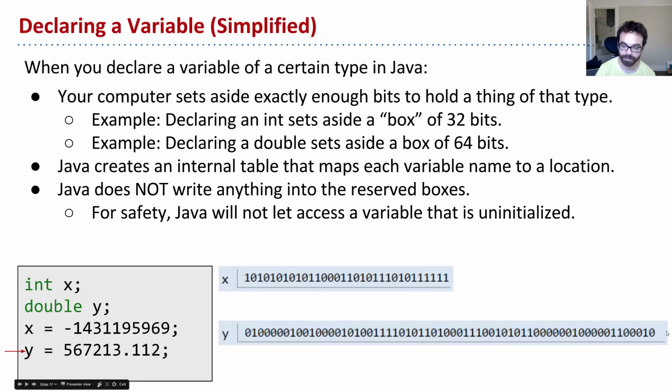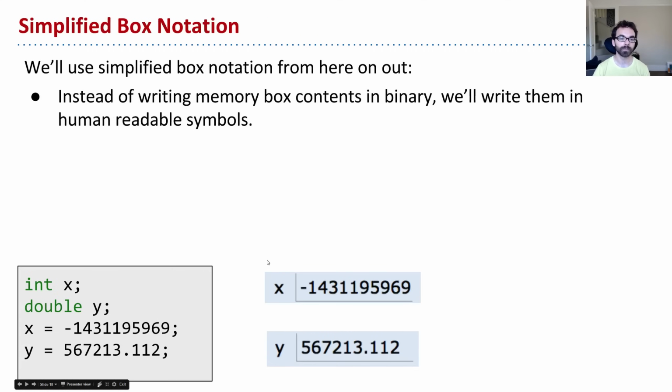So whenever you look at this, this is probably, if nothing else, a little intimidating, right? It's just some giant long sequence of bits. So this box notation that I've introduced, I'm now going to make it even simpler and call it simplified box notation. And in this notation, what we're going to do is instead of writing out the memory box contents in binary, because I can't read that, you can't read that, we're just going to write out the value in human readable symbols. So when I say x equals this, I will just fill the box with that. Okay? That's going to be our notation, and it happens to be consistent with the Java visualizer we use in this class.